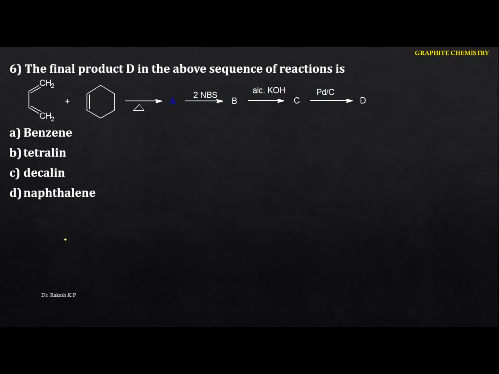Okay, so next one. The final product D in the above sequence of reactions is, see this one.